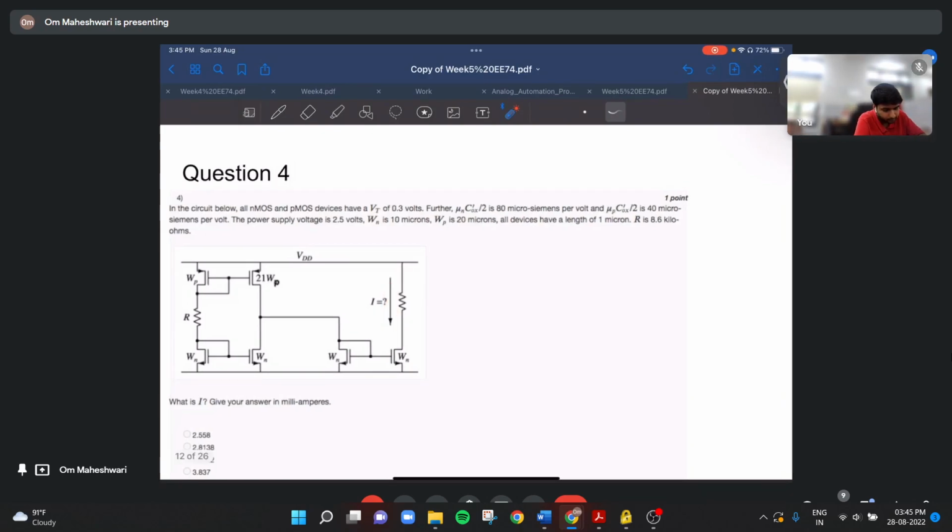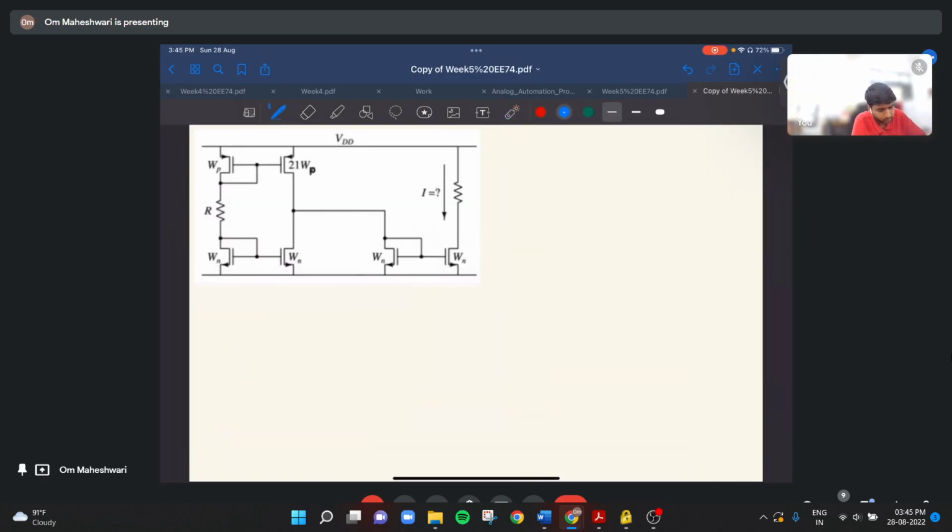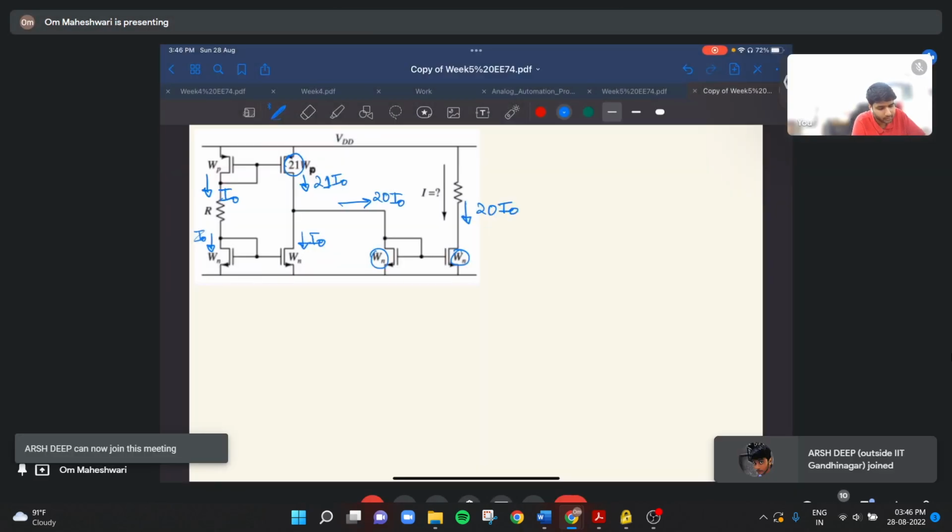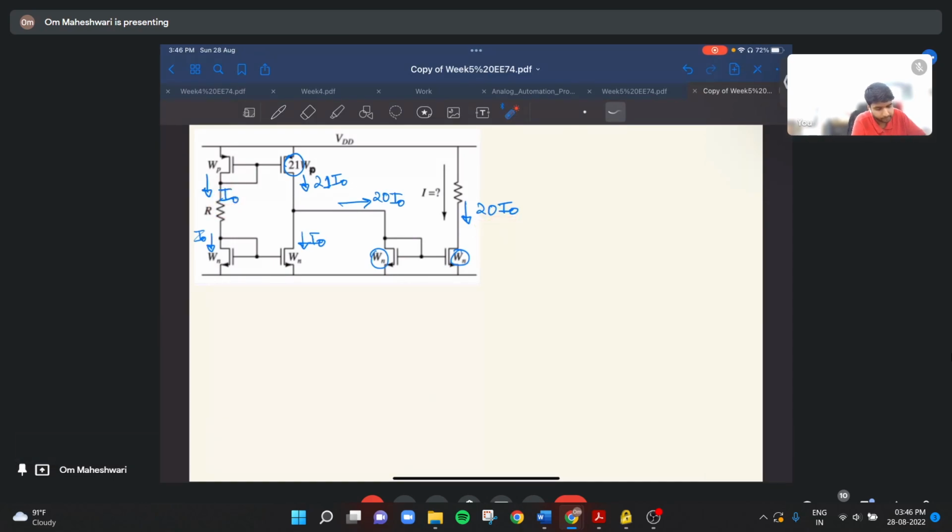So again, if we see here, let's say current flowing through here is I naught. Current flowing through here will be 21 times I naught, but here it is I naught only. So the rest, 20 I naught current, goes here, and these two widths are the same. So this I is equal to 20 I naught. So we only have to find this current I naught. Then we can easily get this I equals 20 I naught.